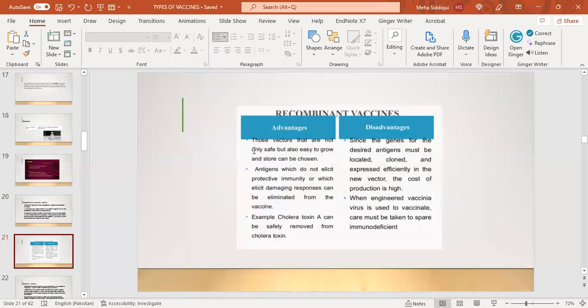Now, the advantages of these vaccines are that vectors that are not only safe but also easy to grow and store can be chosen. Antigens which do not elicit protective immunity or which elicit damaging responses can be eliminated from the vaccine. For example, cholera toxin A can be safely removed from cholera toxin. Disadvantages are that since the genes for the desired antigens must be located, cloned, and expressed efficiently in the new vector, the cost of production is very high. When engineered vaccinia virus is used to vaccinate, care must be taken to spare the immunodeficient.